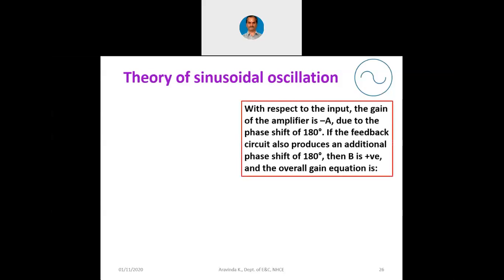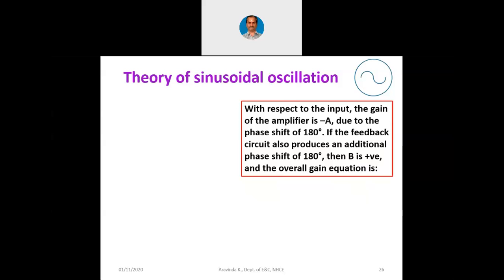With respect to the input, the gain of the amplifier is minus A. This we already know, due to the phase shift of 180 degree. Because of the phase shift of 180 degree only, gain is becoming minus A. If the feedback circuit also produces an additional phase shift of 180 degree, then B is positive. The overall gain equation we are going to see later on. First understand this: because of the phase shift of 180 degree, gain is negative.